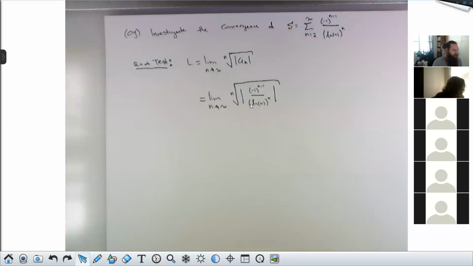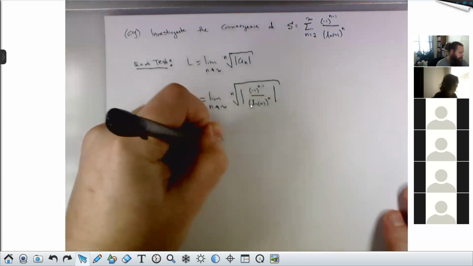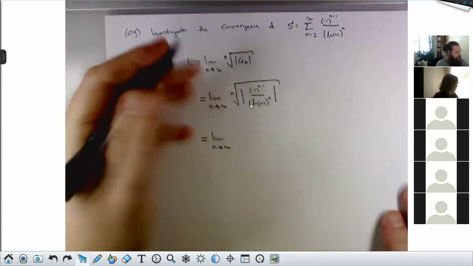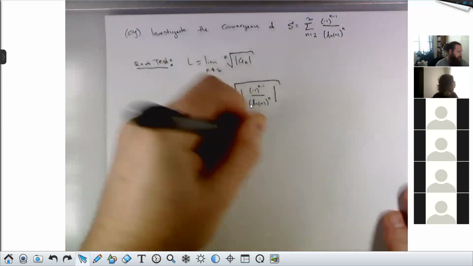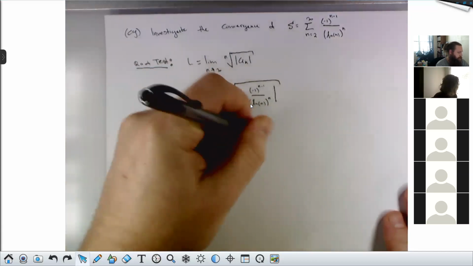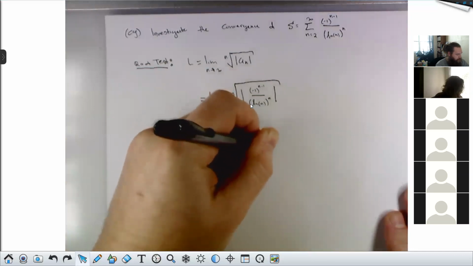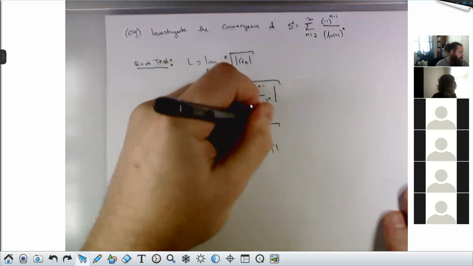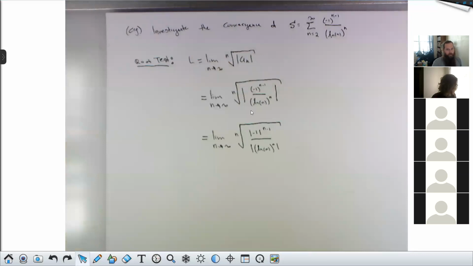We know how to handle the absolute value inside here. Here we do need to be mindful of that because this is not always positive. This is the absolute value of (-1)^(n-1) over the absolute value of (natural log of n)^n. Absolute values play nice with multiplication and division. And the absolute value of -1 is just 1. So this is 1 to the n minus 1. Now 1 to any power is 1.